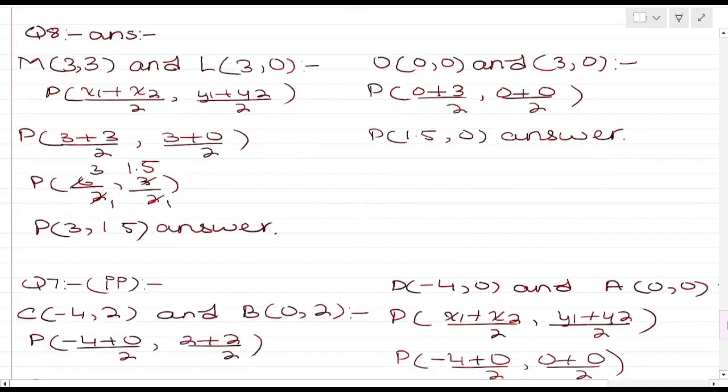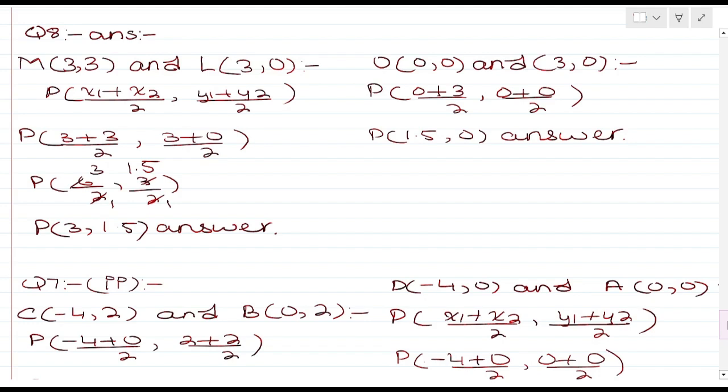We have question number 8, the part first and second. Here we have M and L. So 3 gets added with 3 and 3 gets added with 0. 3 and 3 make up 6. 6 by 2 is just 3, while 3 added with 0 is 3 by 2 or 1.5.